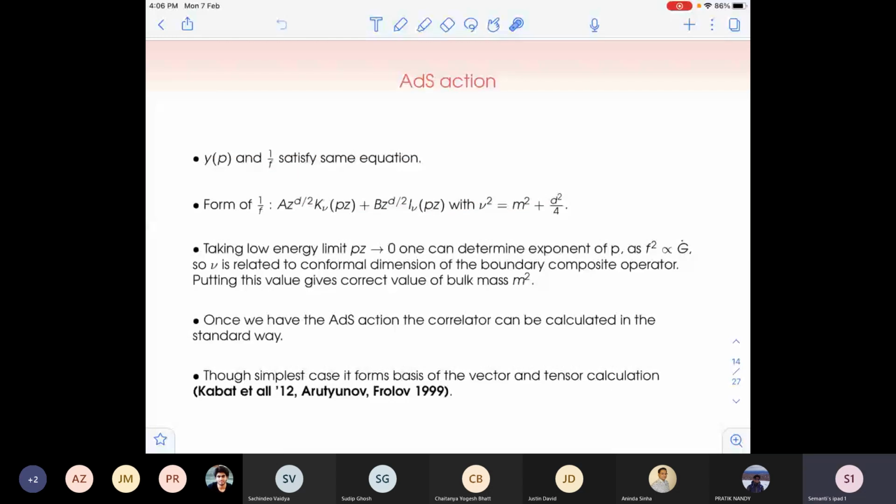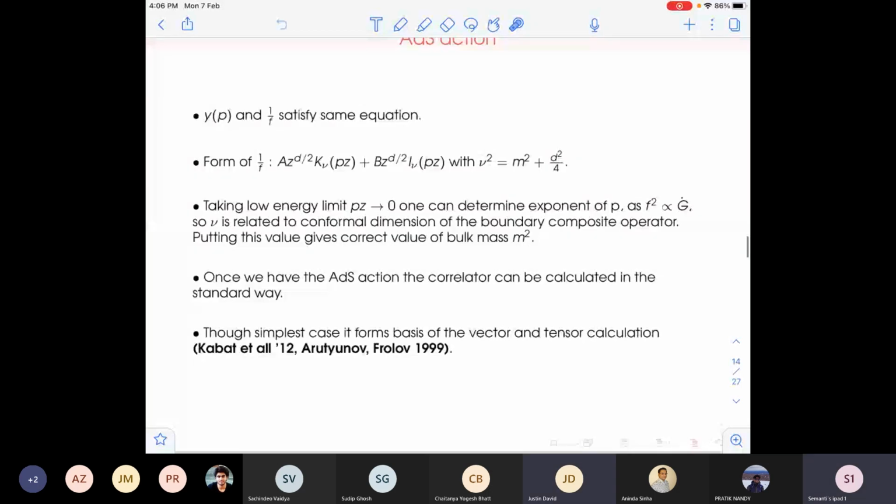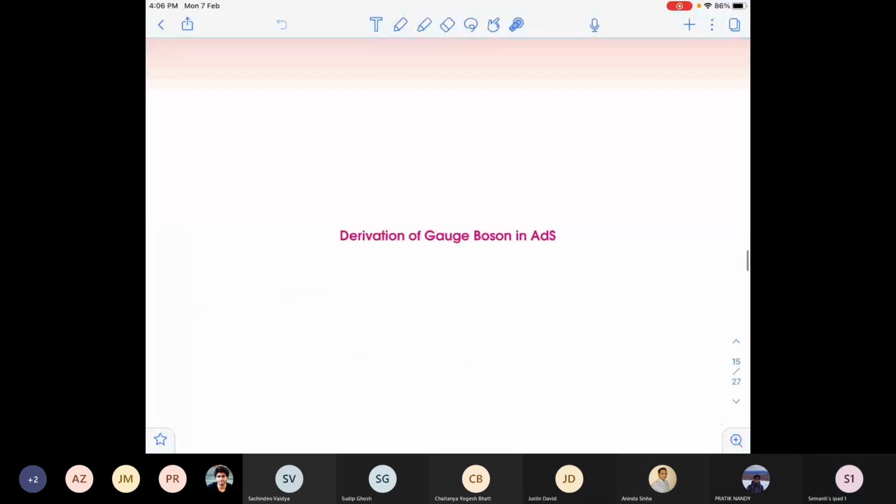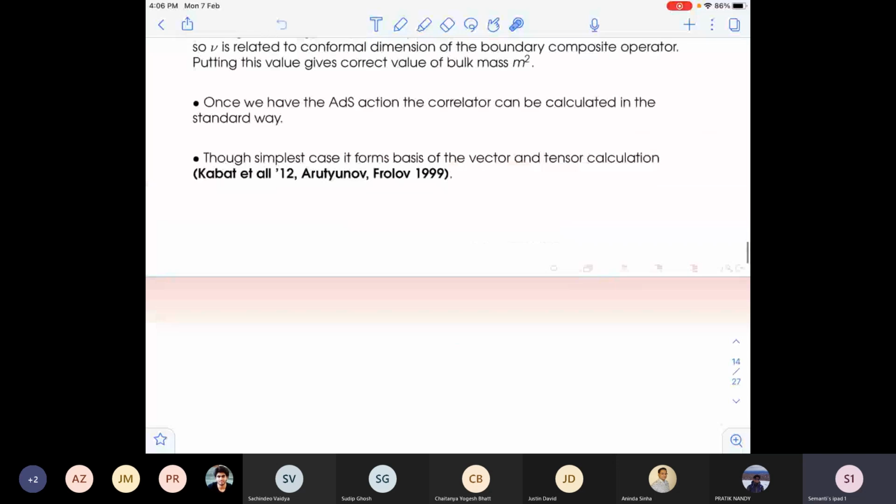And it forms the basis of the vector and tensor calculus, because in this paper it has been shown that from the scalar field theory equation only, by another field redefinition, one can get the other equations. Okay, so now if anyone has any question after this, maybe.